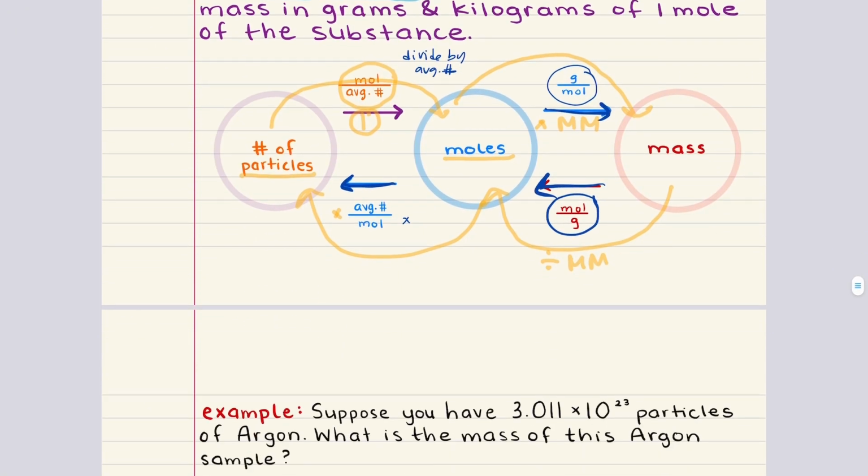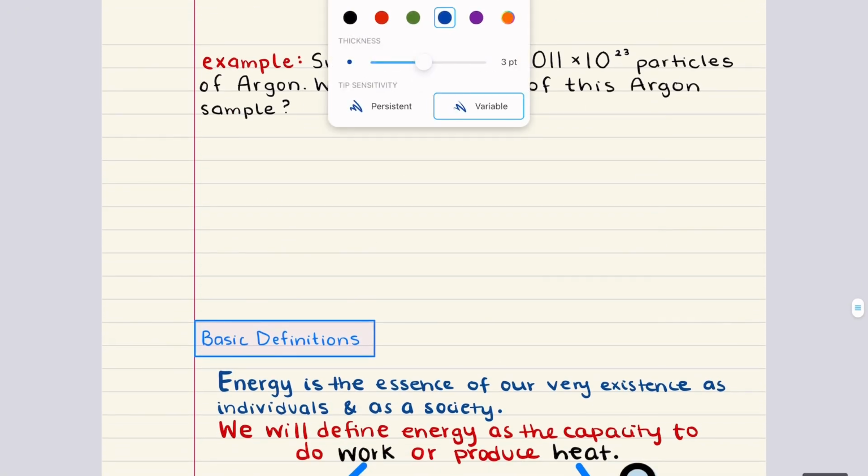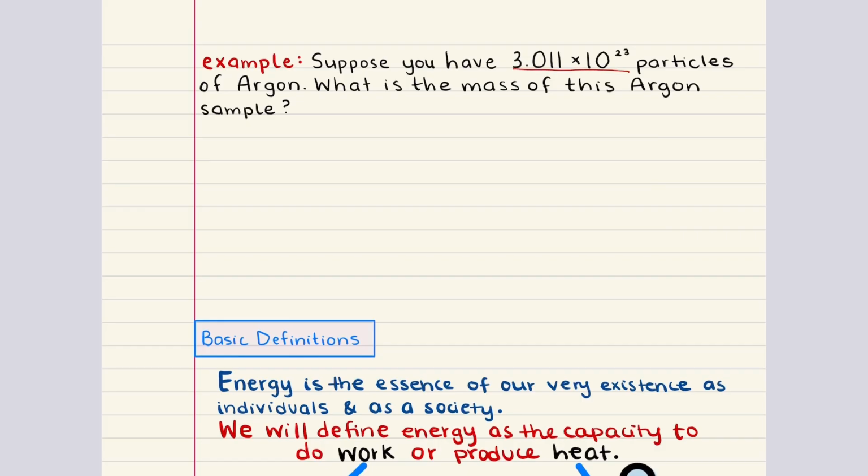This example problem says, suppose you have 3.011 times 10 to the 23 particles of argon. What is the mass of this argon sample? Now, to get mass, I'm going to first convert particles to moles, then moles to grams. We're going to start by writing down what we know. We know that we have 3.011 times 10 to the 23 particles of argon. We want to convert this to moles, so we are going to divide by Avogadro's number: 1 mole divided by 6.022 times 10 to the 23rd particles.